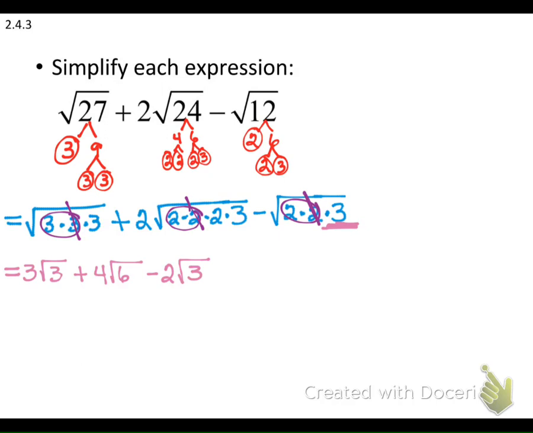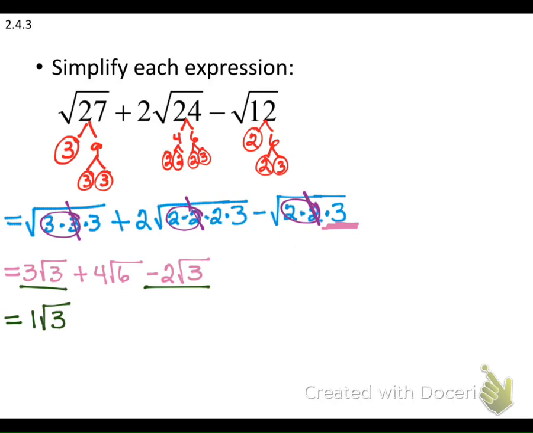Okay. Now I'm able to go ahead and simplify. When I go to simplify, I have to combine like terms. I want to write my answer in order from least to greatest. So I'm going to find my radicand that's smallest. So what's my radicand that's smallest? 3. So I'm then going to combine my coefficients. So I have 3 square root of 3 minus 2 square root of 3, which will equal 1 square root of 3.